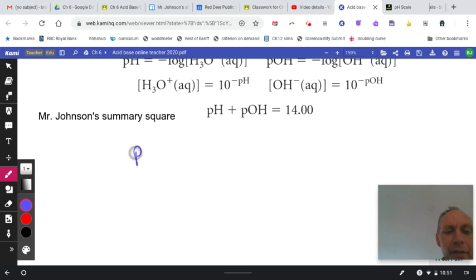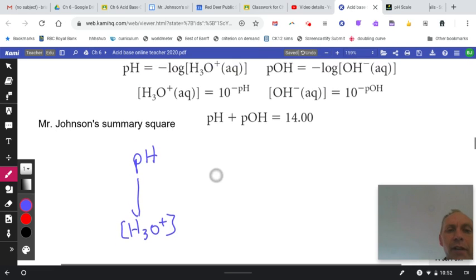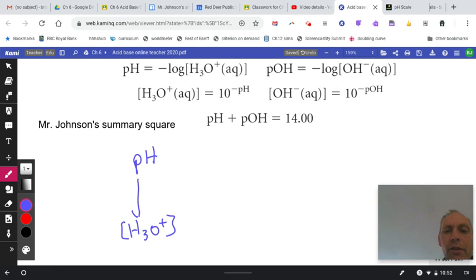But okay, if I have pH and I want to calculate concentration hydronium, what's the formula to do it? To get from pH to hydronium, it's 10 to the negative pH. Okay, but if I want to go the other way, if I have hydronium and I want to get pH, then it's negative log of concentration hydronium. Okay, that's one side of the formula.